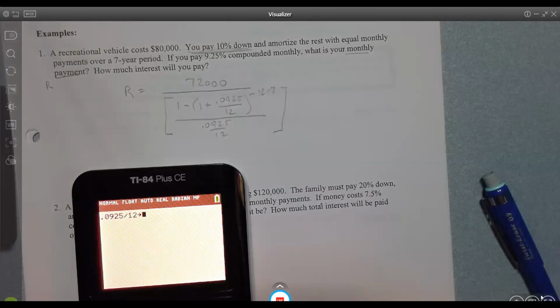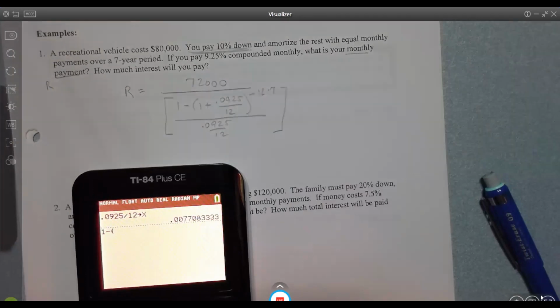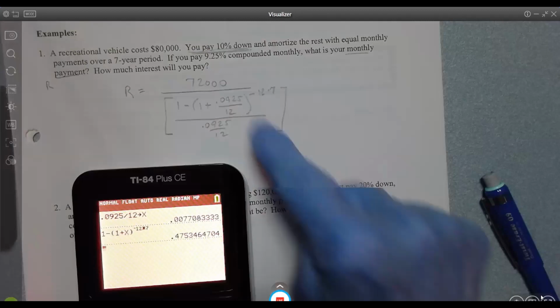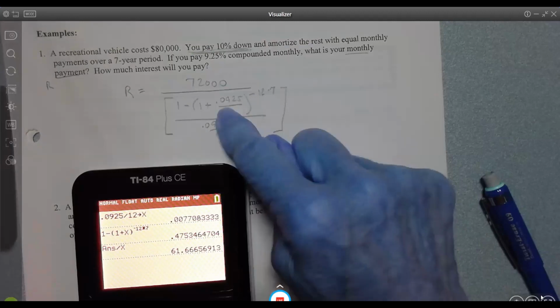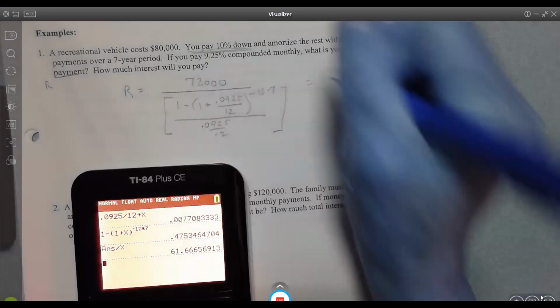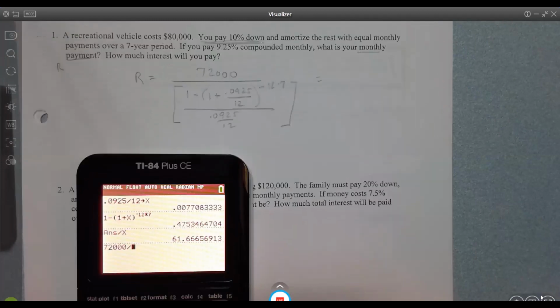And I start with my brackets, with the numerator in the brackets. That's my numerator. Let me divide that by X. So I've got that. Are we okay so far? Yeah. That number is down here. So I'm going to go 72,000 divide by second answer and see if you come up with that.